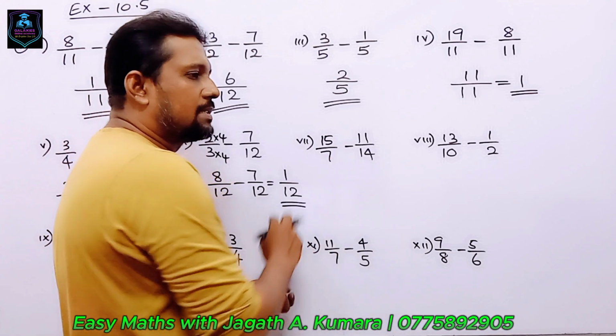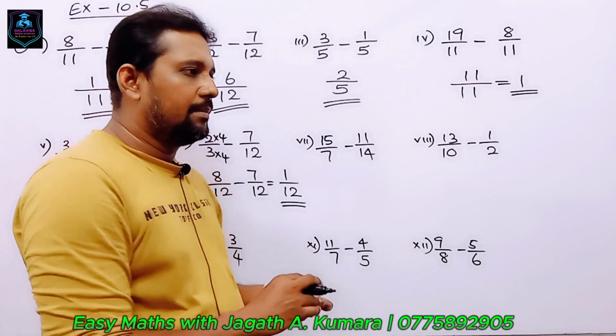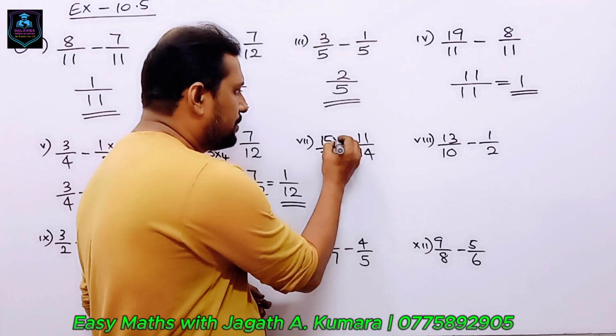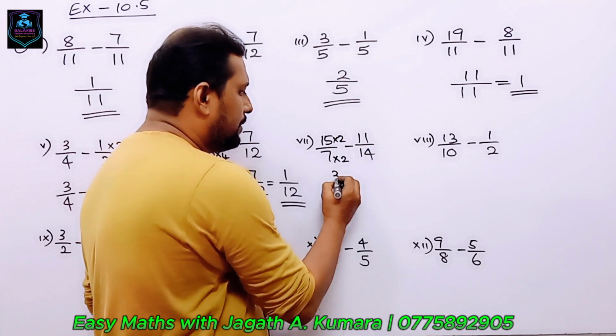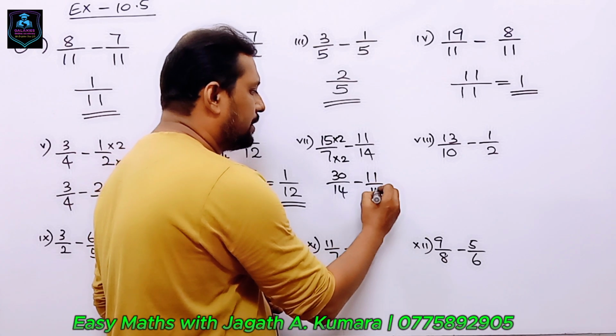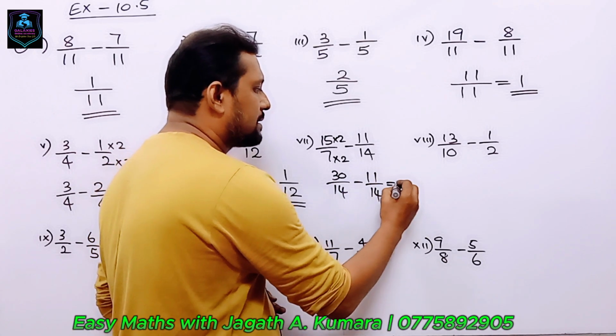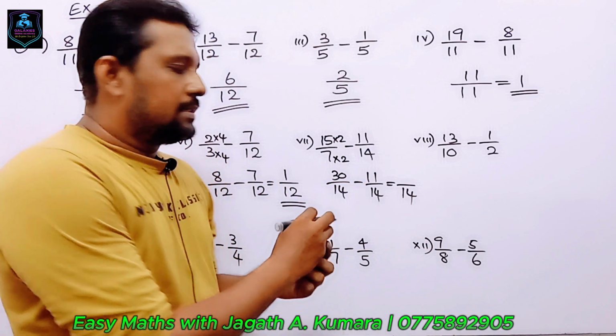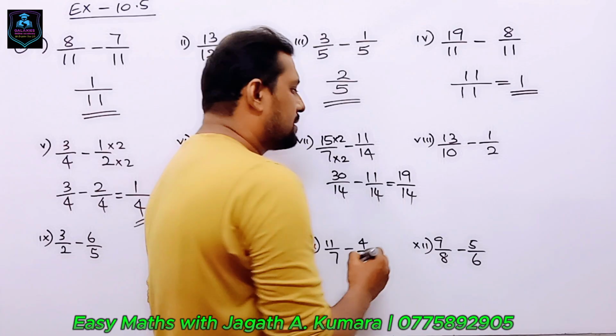The denominators are unequal, so find the LCM. LCM is 14. So the first fraction, multiply by 2. Then 30 over 14 minus 11 over 14. Then you can subtract. Denominators are equal. 30 minus 11, 19. So the answer is 19 over 14.